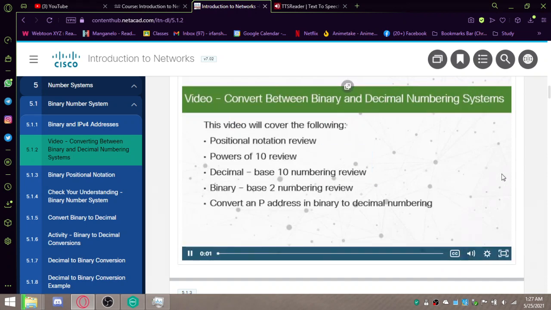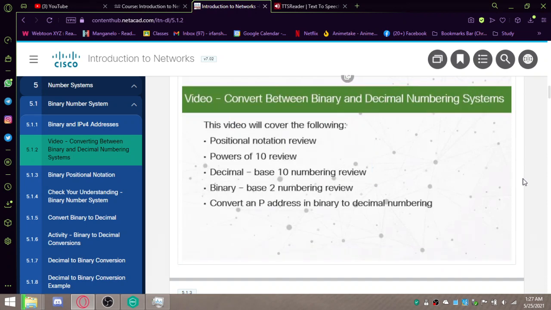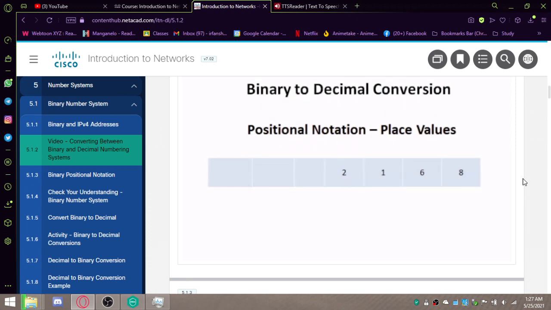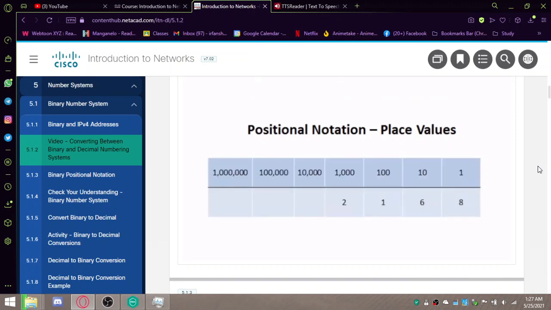In this video, I'm going to discuss binary to decimal conversion. But before I do this, I want to take a look at positional notation, or place values. I have the number 2,168 here. If we look at the place values of the number 2,168, we can see the ones place, the tens place, the hundreds place, the thousands place, 10,000, 100,000, and million. These are the place values of the base 10 decimal number system.